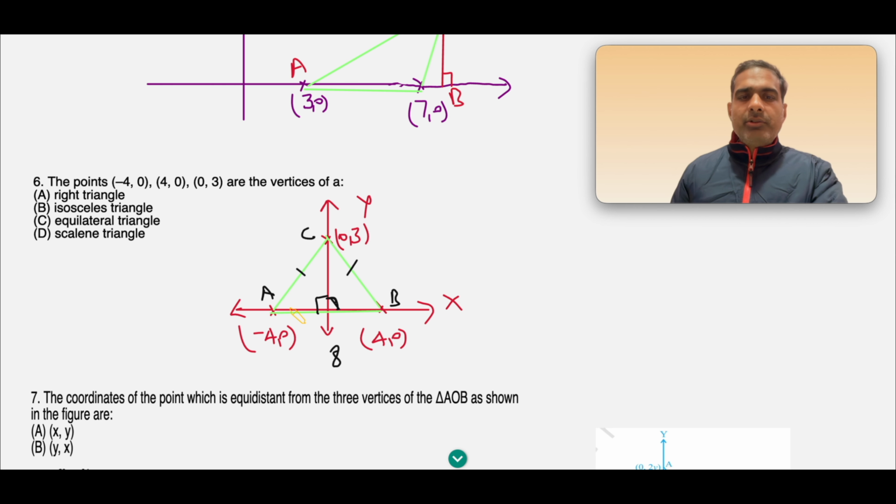And what will be the length of AC? If I name the origin as O, AO is 4 units and OC is 3 units. So this is a right angle triangle with two of its sides as 3 and 4, so the hypotenuse will be 5. So AC and BC are 5 units and AB is 8 units. So we can say it is an isosceles triangle, as two of its sides are equal.